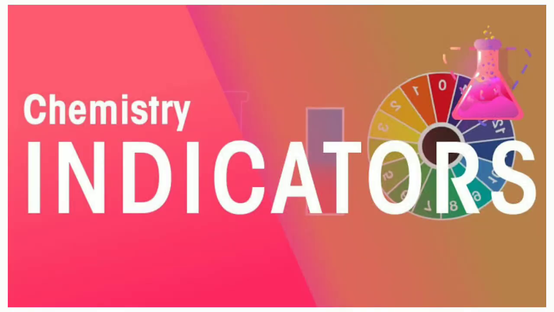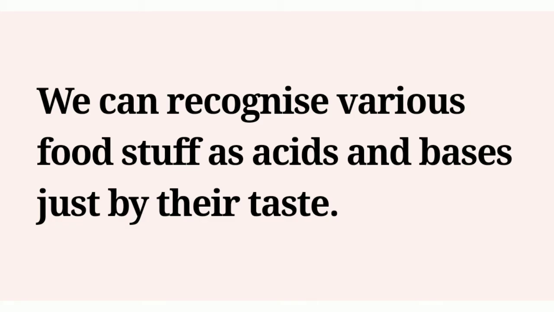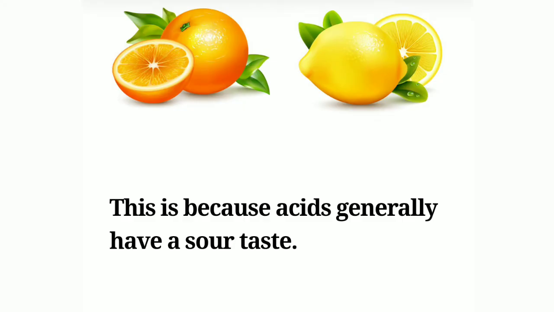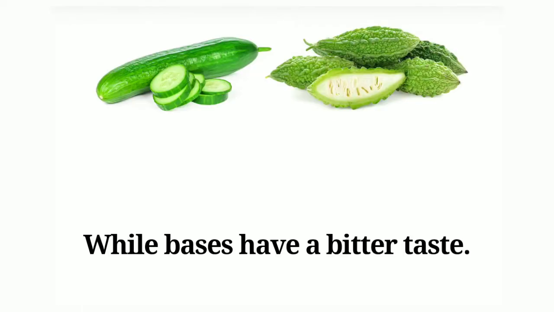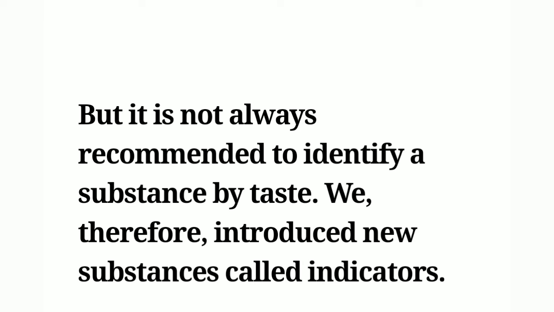In order to know whether a substance is an acid or a base, we should first know the meaning of the term acid base indicator or just an indicator. Okay children, we can recognize various foodstuffs as acids and bases just by their taste. This is because acids generally have a sour taste, whereas bases have a bitter taste. But it is not always recommended to identify a substance by its taste. So we have introduced new substances called indicators.